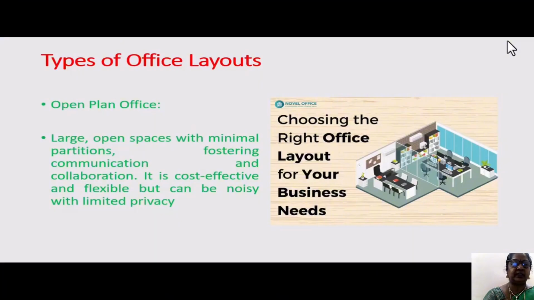So, a large open space with minimal partitions, very big. Nearly 50 or 100 people will be sitting continuously, the tables are there and they will be sitting, so it fosters communication. Immediately when the head wants to communicate anything, he can communicate because all will be sitting in one large space. It is cost effective because there is no partition, and the lights, fans, and ACs are common to everyone. But it can be noisy with limited privacy.